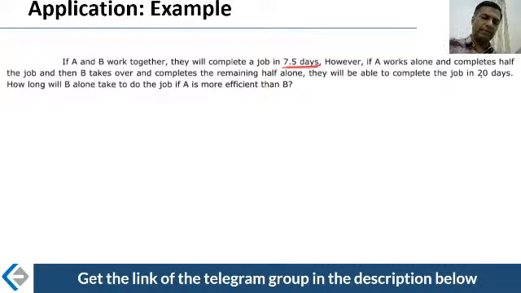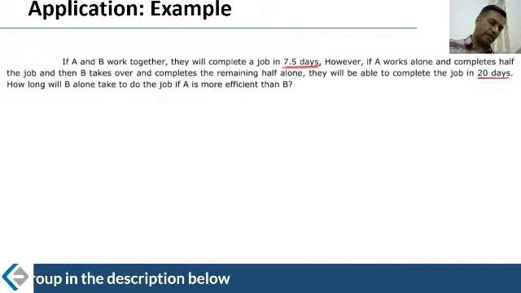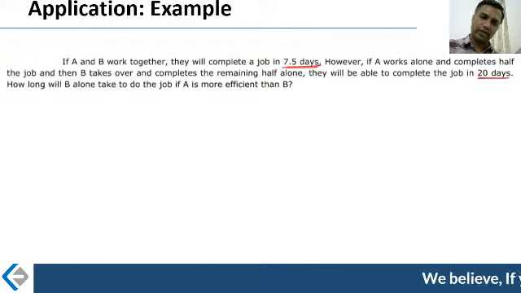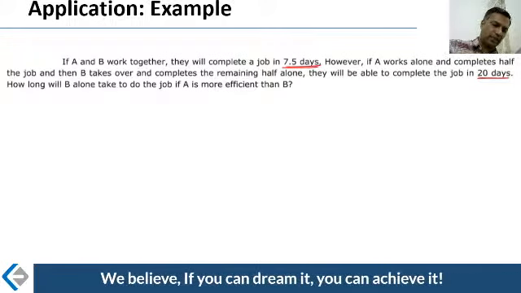The 20 may not really matter here, because half the job is done by A alone and the remaining half the job is done by B alone. Therefore, they're able to do it in 20 days. We'll come to that later.